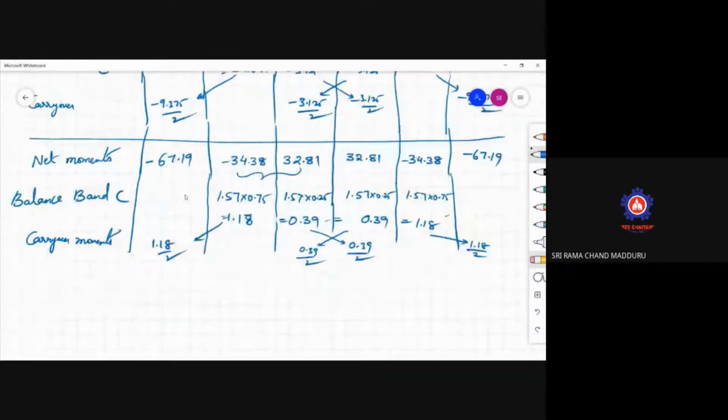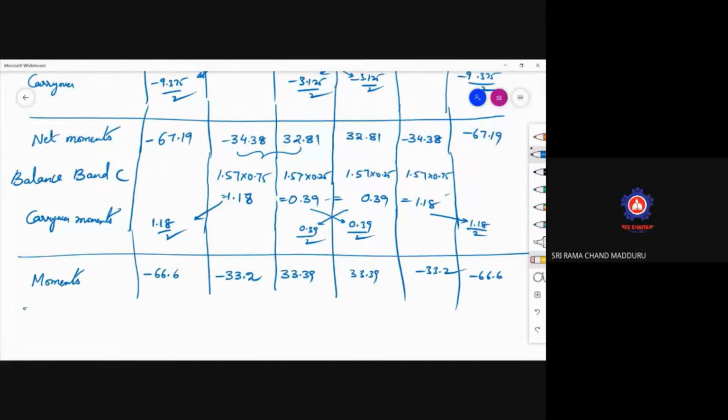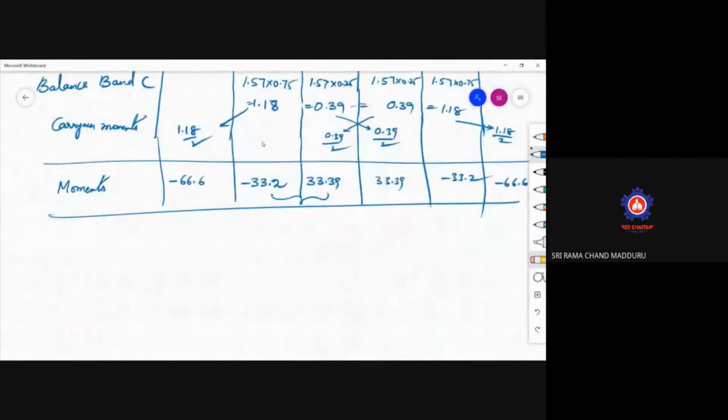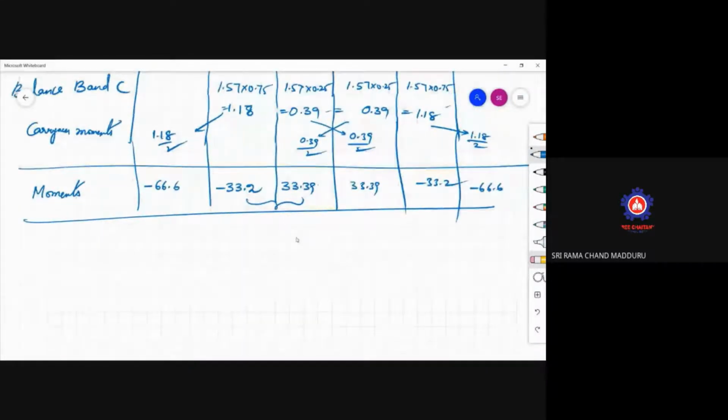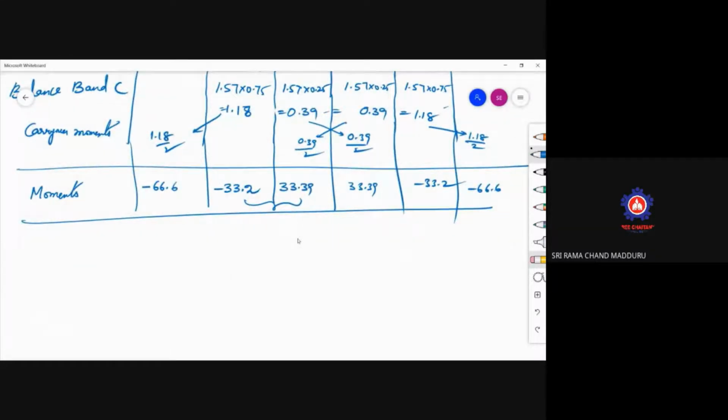So write down the moments. As of now, the values are not closed. Once again, you have to do iteration. However, I am stopping here. Why? Because we have done around 3 times. Actually, we have to do another time to bring the values much closer. But due to the lack of time, I am continuing further. Why? Because these are sway moments.